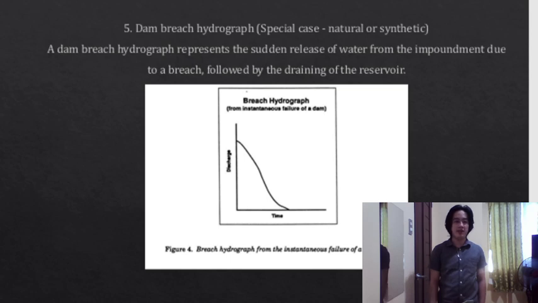The fifth one is the dam break hydrograph, a special case, natural or synthetic. The dam break hydrograph represents a sudden release of water from an impoundment due to a break, followed by the drainage of the reservoir. This is a figure.